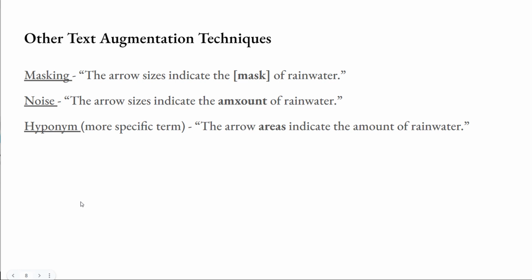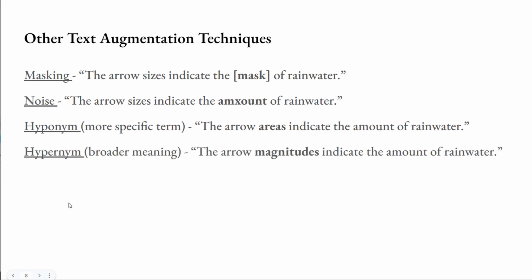Hyponyms, which are words that are more specific, are used as substitutes as well. In this example, the word sizes can be replaced by areas, showing a more specific measurement of size. Hypernyms, which are words that have a broader meaning than the original word, can also be used. So the term magnitude is replaced by sizes to create a sentence that is a broader cast, but is still semantically in line with the original sentence.